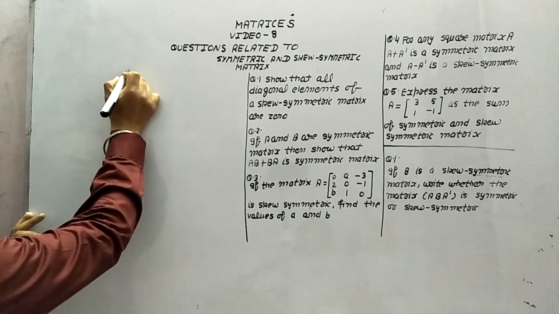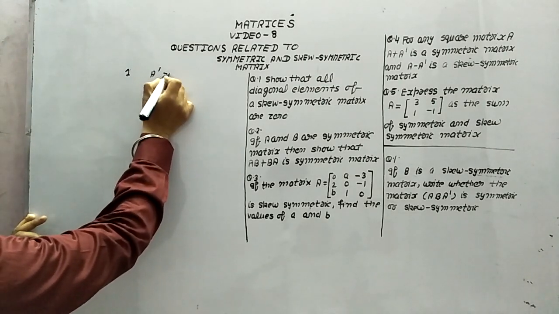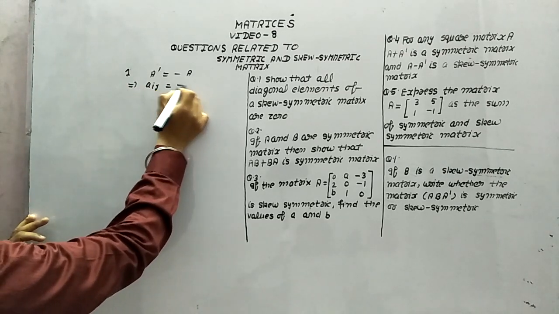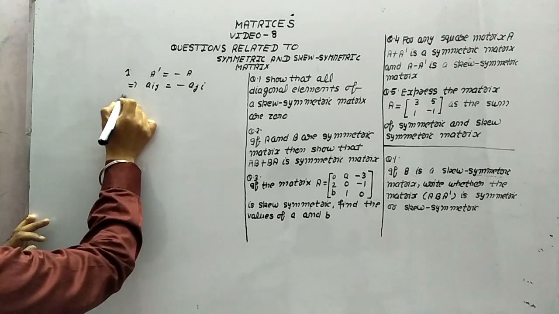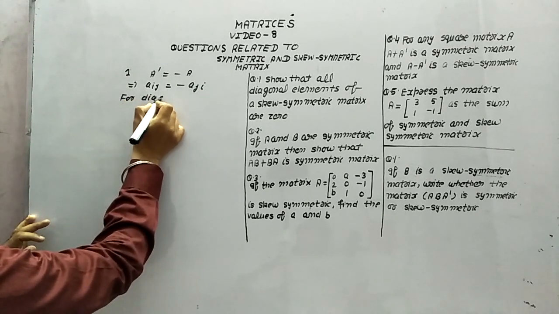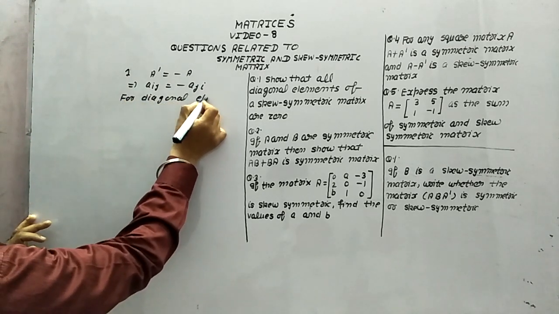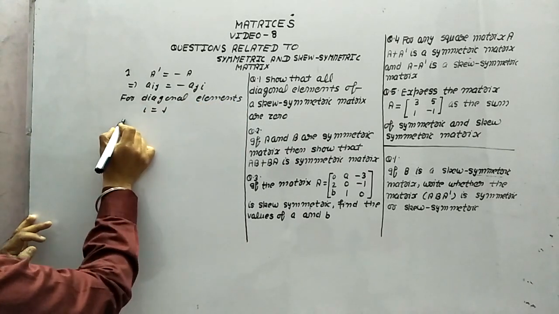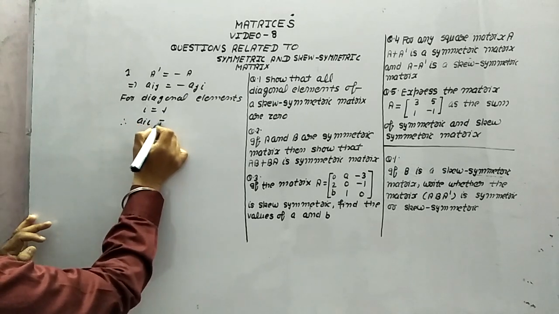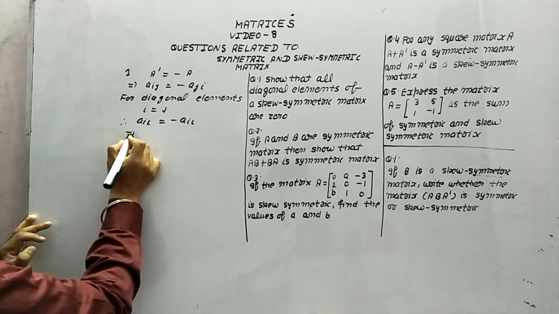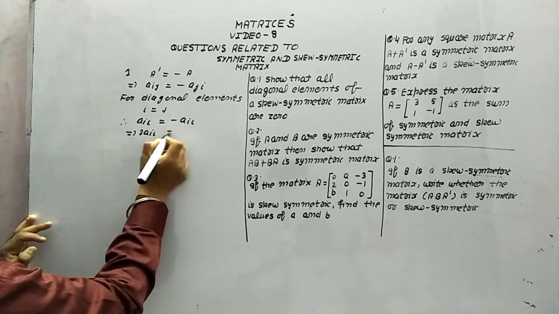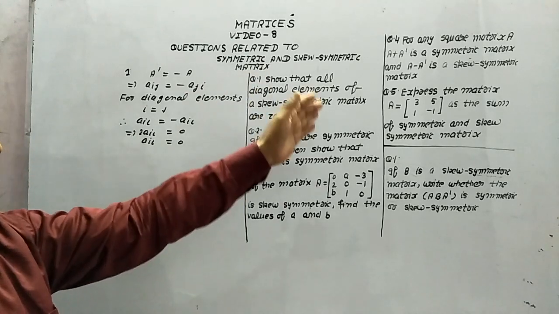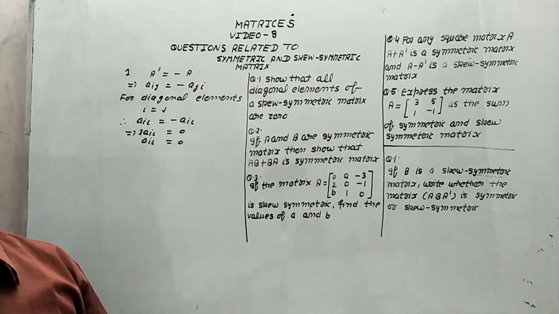Now, we know very well, for skew-symmetric matrix, A dash is equal to minus A. It implies that aij is equal to minus aji. Now, for diagonal elements, we know very well, i is always equal to j. Therefore, aii is equal to minus aii. It implies that 2aii is equal to 0. It implies that aii is equal to 0. Hence, diagonal elements of a skew-symmetric matrix are 0.